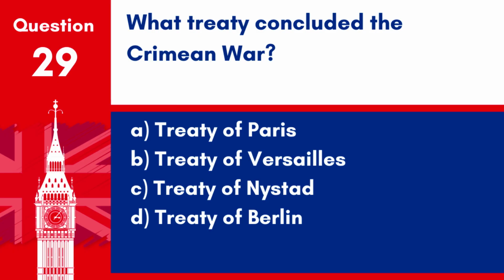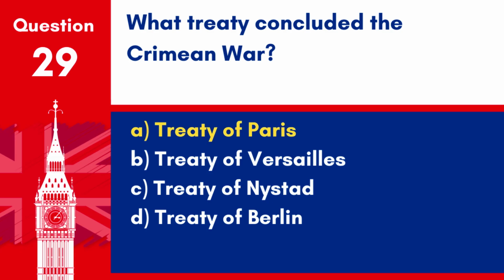Question 29. What treaty concluded the Crimean War? A. Treaty of Paris. B. Treaty of Versailles. C. Treaty of Nystad. D. Treaty of Berlin.